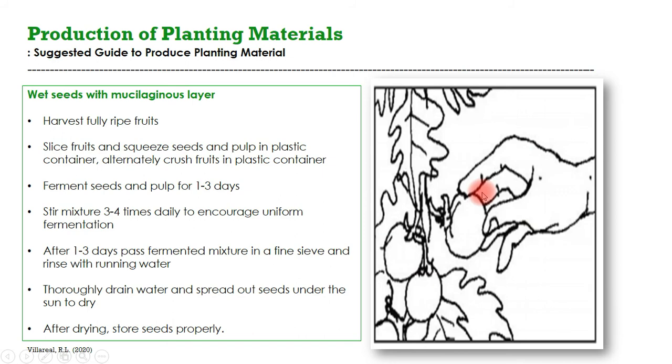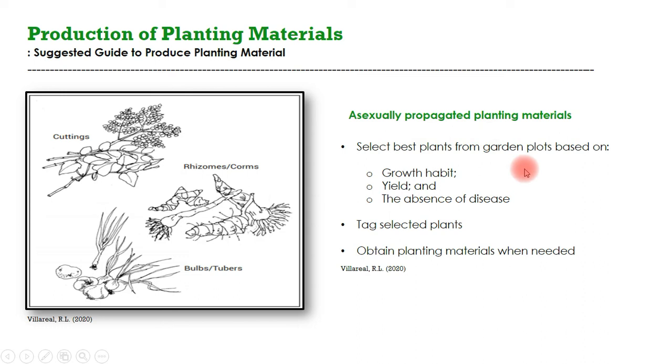For the asexually propagated planting materials, select the best plants from garden plots based on growth habit, yield, and absence of disease. Tag the selected plants and obtain planting materials when needed. These include cuttings, rhizomes and corms, bulbs, and tubers. Asexually propagated planting materials are all planting materials aside from seeds.